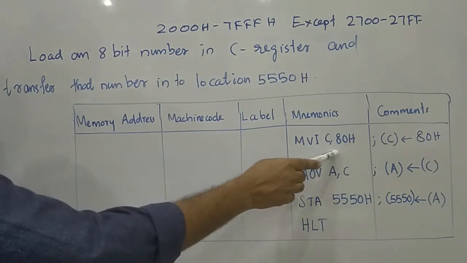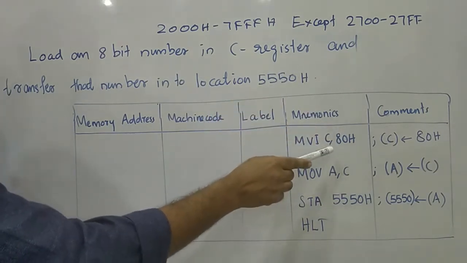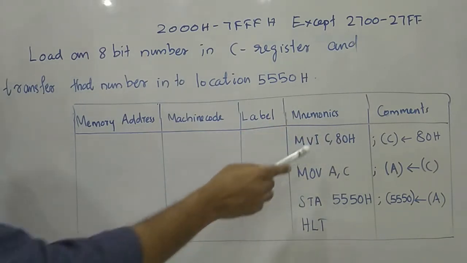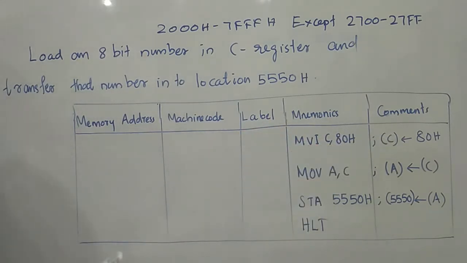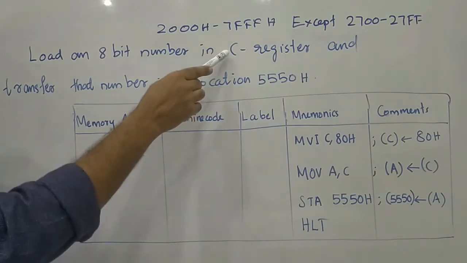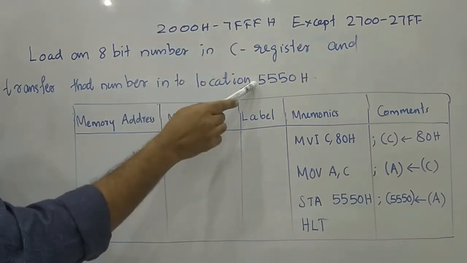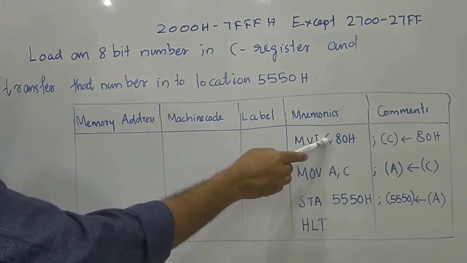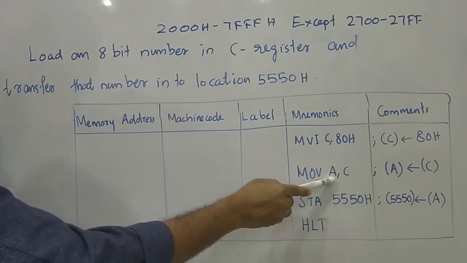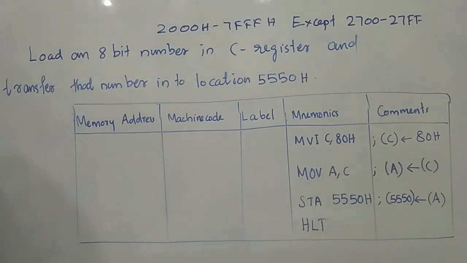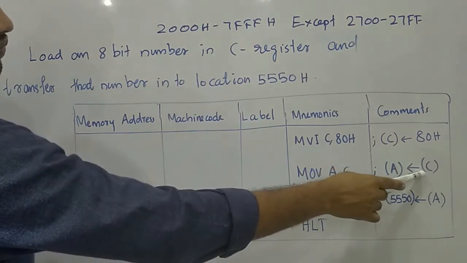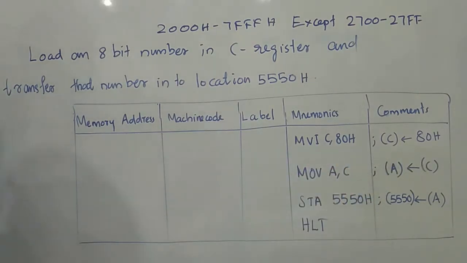Whenever this instruction is executed, the data which is directly given in the instruction, that is 80H, is transferred into C register. There is no direct instruction to transfer the content of C register into this memory location. For that we need to move through the accumulator. So that number which is available in C register, now we need to move into accumulator by means of this instruction, that is MOV A, C. Whenever this instruction is executed, whatever be the content of C register, that is transferred into accumulator.